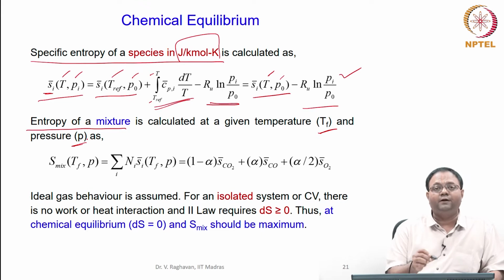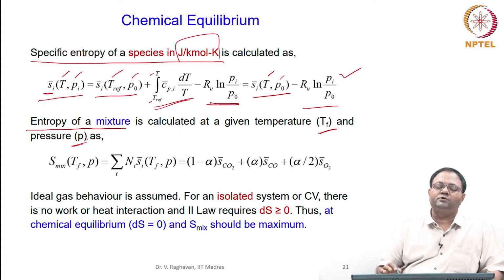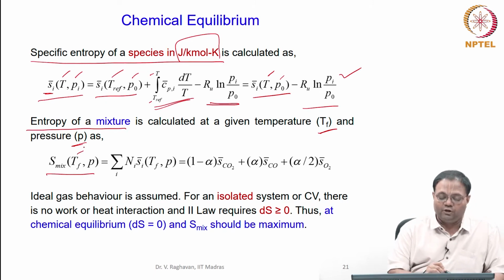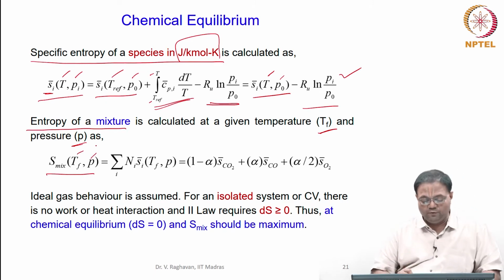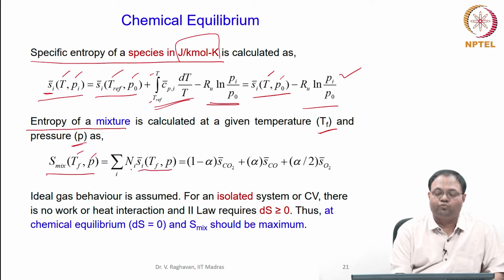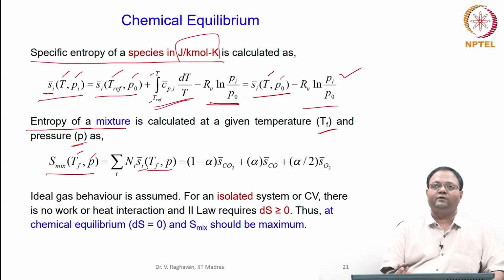Now please see that this is the total pressure at which the combustion chamber is operated. When you sum up all the partial pressures of the species, you will get the total pressure. So now the entropy of the mixture at the temperature and pressure is nothing but the entropy of each particular species multiplied by the number of moles. The same thing we do for enthalpy, you do that.